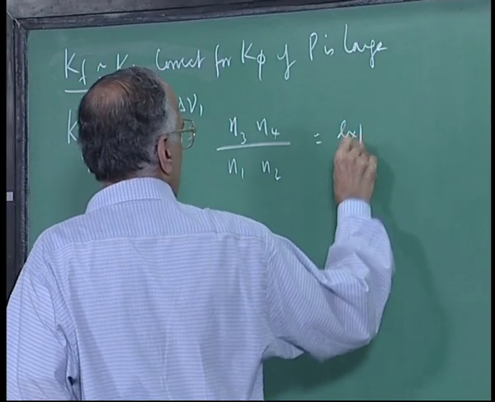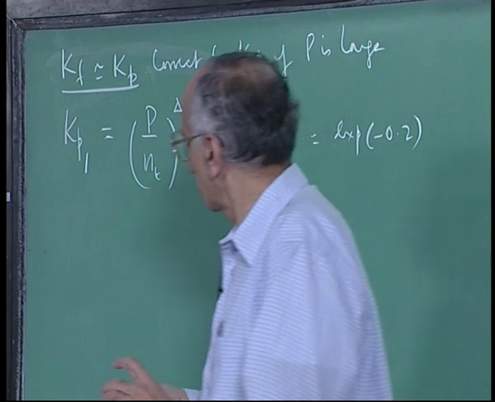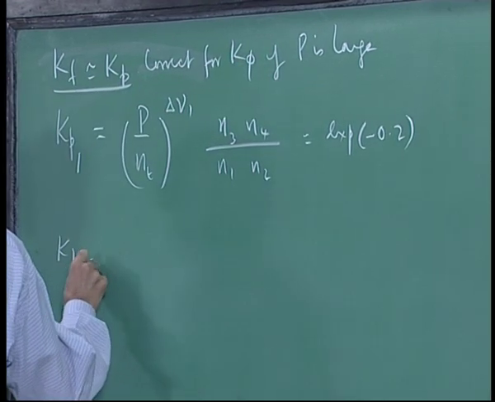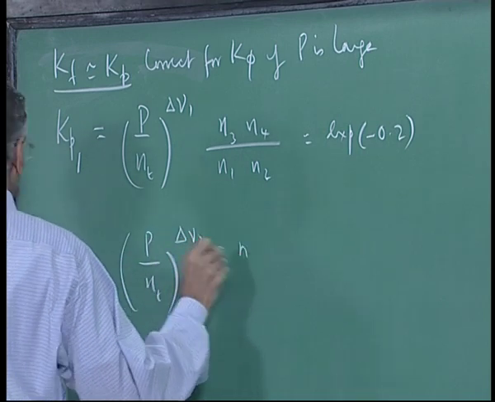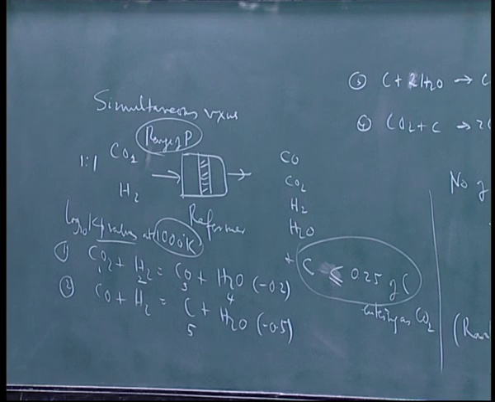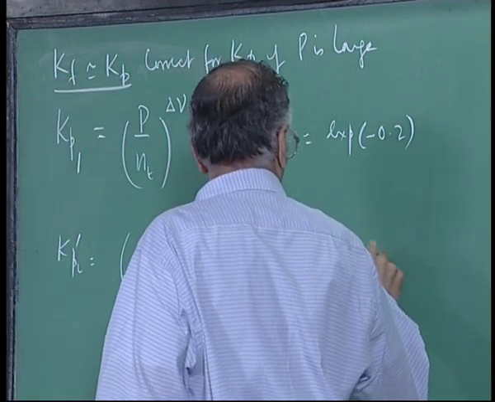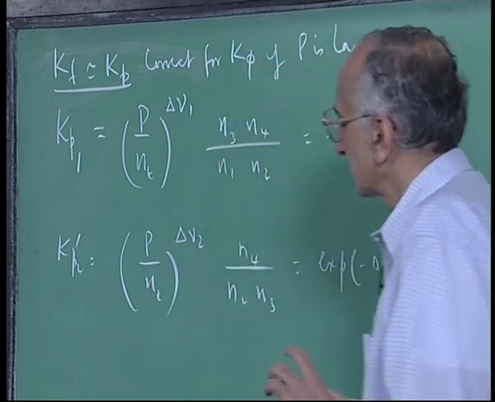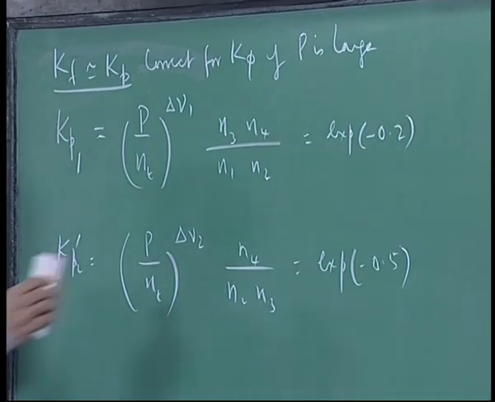This is equal to 10 to the power minus 0.2. If you look at reaction 2, again the same rule, you should write Kp prime. Reaction 2 involves a solid, so you leave out the solid when specifying it, so it will be N4 by N2 N3, this is equal to 10 to the power minus 0.5. Actually it is not even exponentials, it is given as log to the base 10.